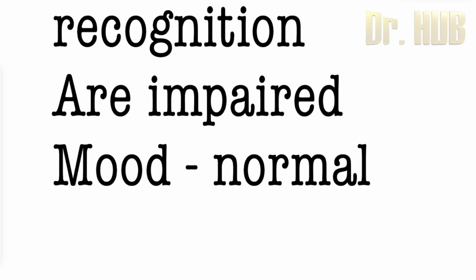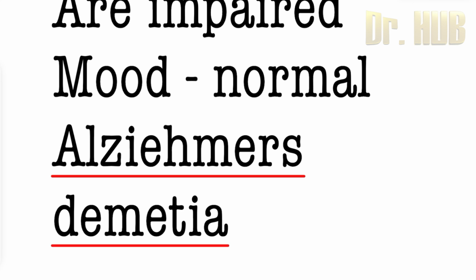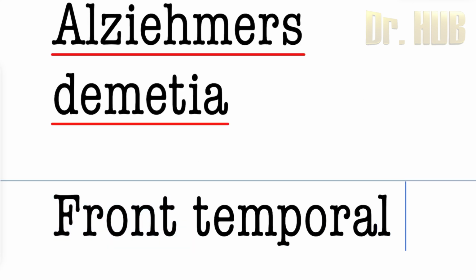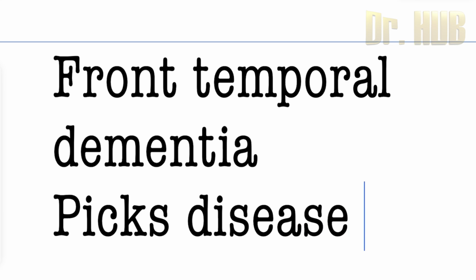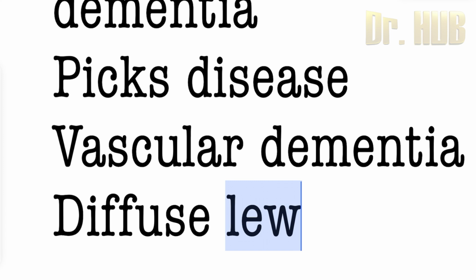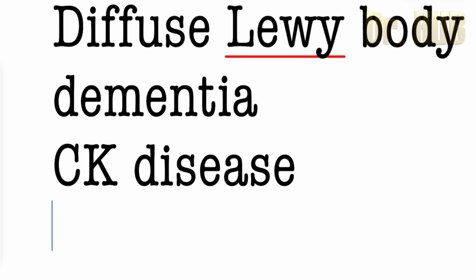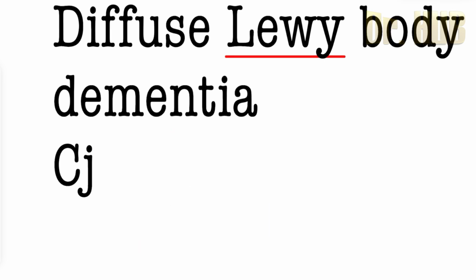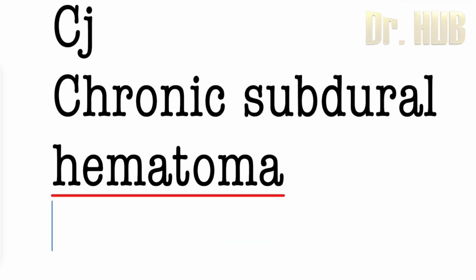So what are the examples here? The examples include Alzheimer's dementia, frontotemporal dementia, which includes Pick's disease, and vascular dementia. Then the diffuse Lewy body dementia, as well as Creutzfeldt-Jakob disease, and also chronic subdural hematoma.